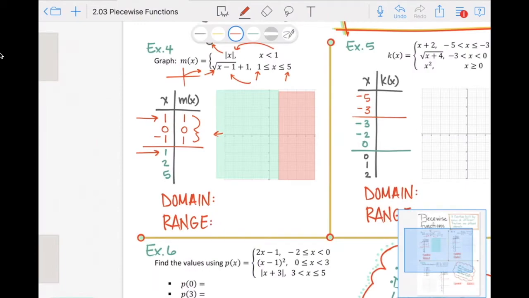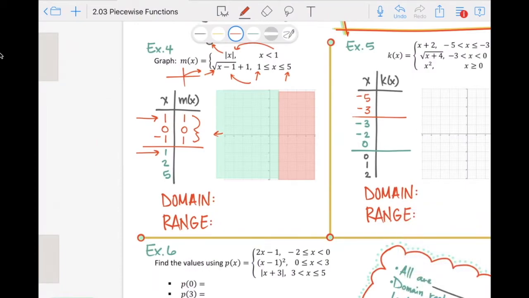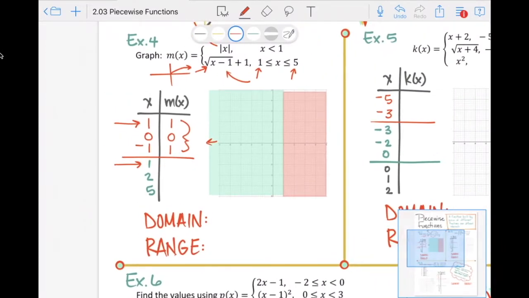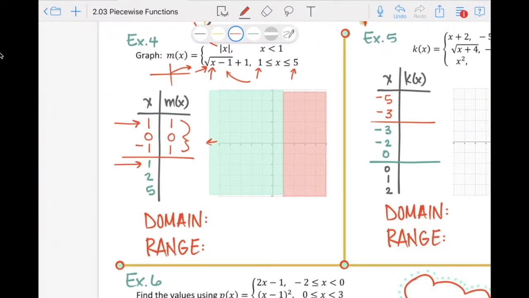All right, so let's go ahead and do the square root part of the piecewise function. We're going to evaluate for 1, 2, and 5. So if we plug in a 1 for x right here, we'll have 1 minus 1 is 0, 0 plus 1 is 1. If we plug in a 2 right here, we've got 2 minus 1 is 1, the square root of 1 is 1, 1 plus 1 is 2. And then if we plug in a 5 right there, 5 minus 1 is 4, the square root of 4 is 2, 2 plus 1 is 3.